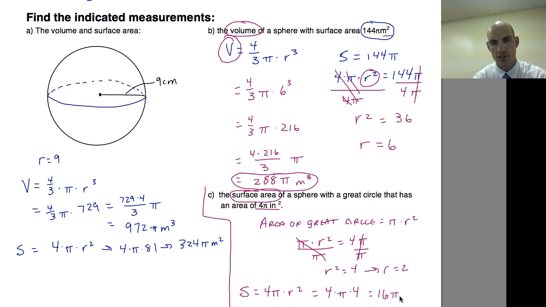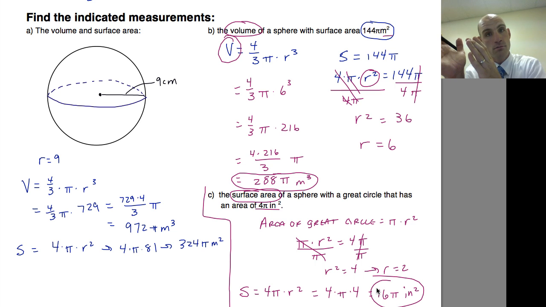My units are inches, inches squared, because it's surface area. That's all there is to it, guys. We're taking these formulas, breaking them down, finding what we want, and plugging it back in. That's all there is to it.